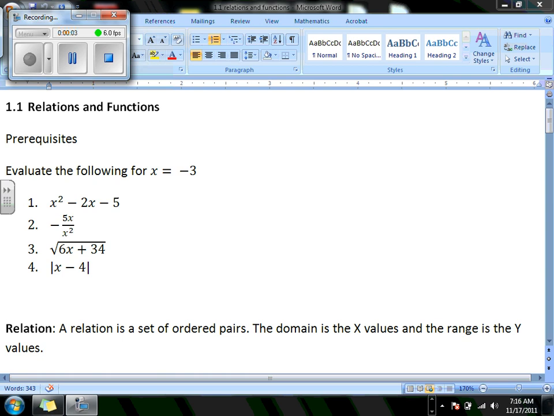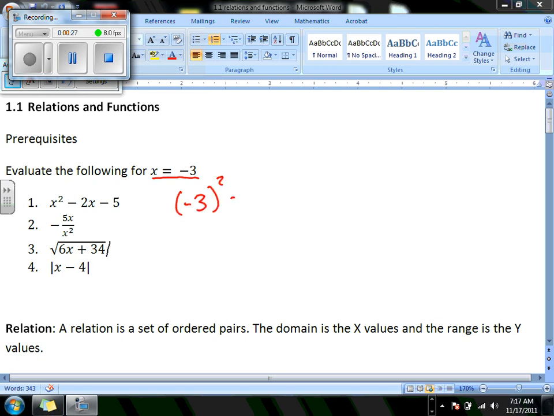Section 1.1 is about relations and functions, and this should be a pretty good review of your Algebra 2 days. First off, we're starting with some prerequisite skills. I'm going to assume that you know how to evaluate functions or any type of equation I give you for any type of value of x that I give you. You should be able to plug -3 into everything and evaluate.